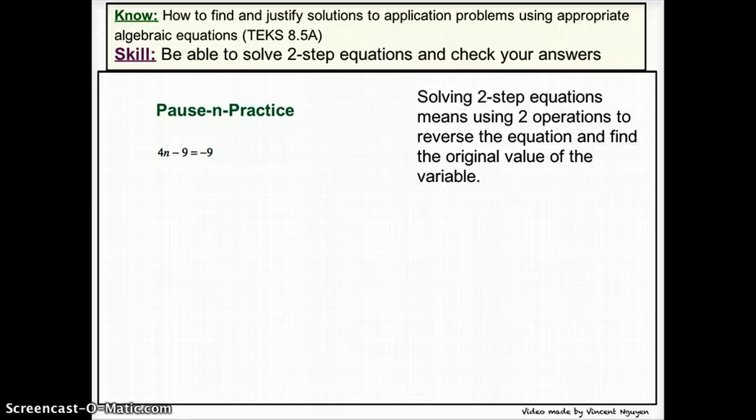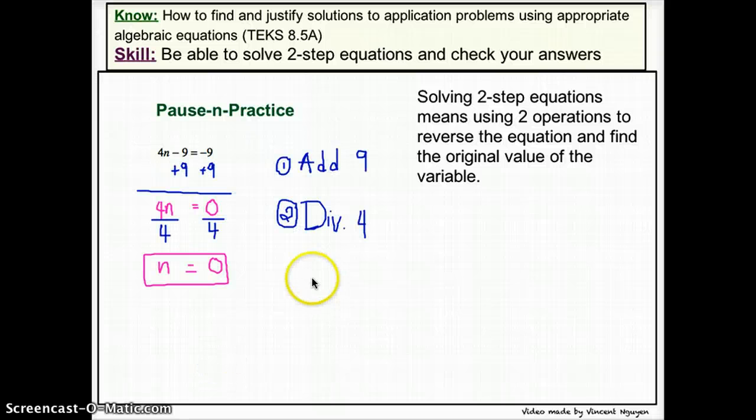Are you ready to check your answer? Following the steps to reverse the order of operations, your answer should have been 0. You add 9 to both sides of the equation because this is a minus 9. To zero that out, you need to add 9. When you add 9, you end up with 4n on the left-hand side of the equation and 0 on the right-hand side of the equation.